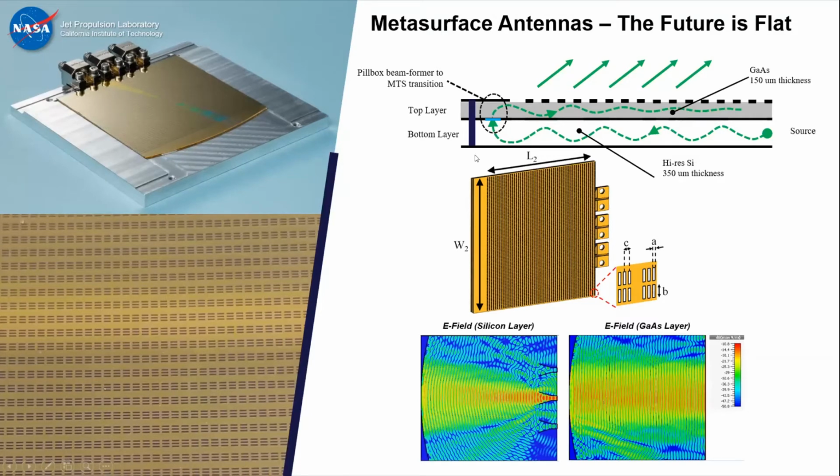And so basically this pillbox allows you to get the same amplitude on the top surface, and it also allows you to convert a spherical wave into a planar wave on the top layer. And when you're changing the feed horn, you're actually changing the phase distribution across the top layer. And that's how you're getting this beam pointing change. And I'll show you that in more detail.